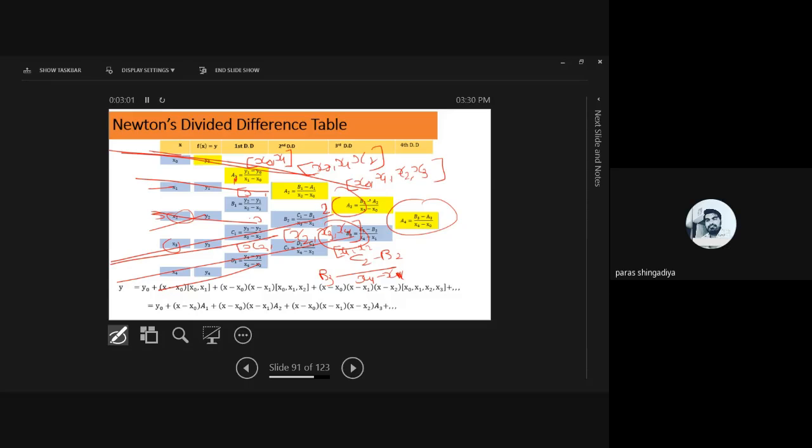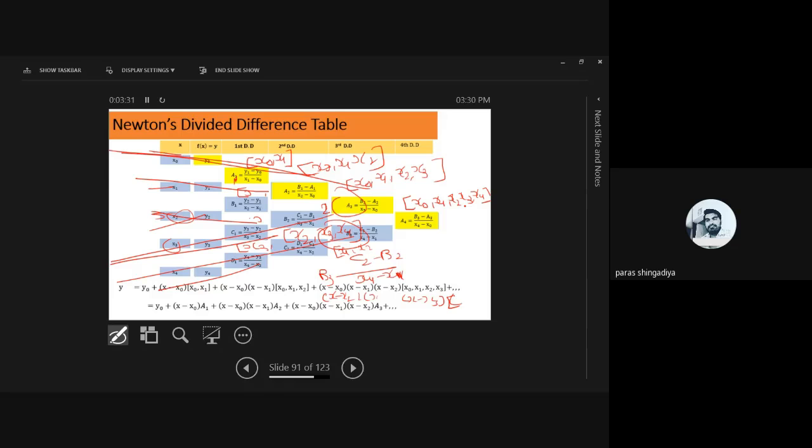And if a fourth term is required, then we'll add one more term to this formula. So what will the form be? x minus x0, x minus x1, x minus x2, and x minus x3, into A4, and A4 is x0, x1, x2, x3, x4. What is the meaning of A4? That is the difference of x0 to x4. That is called A4. Clear?